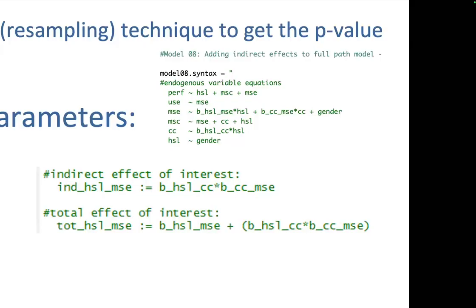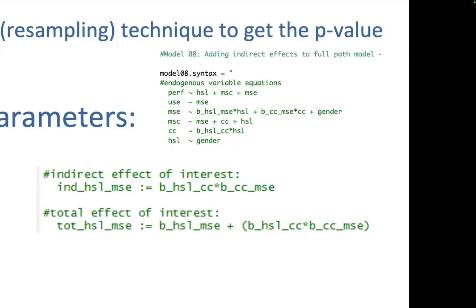So this is a label for the effect of HSL on CC, right? That's this one. This is the label for the effect of CC on MSE. So this is the indirect effect. Those are the two paths that have to be multiplied. And that star between it says multiply these two. This star up here says that's the label of, but in the colon equals line, the asterisk means literally multiply these two together. Okay. And then in the total effect, we add the direct effect of HSL on MSE to that indirect effect before.